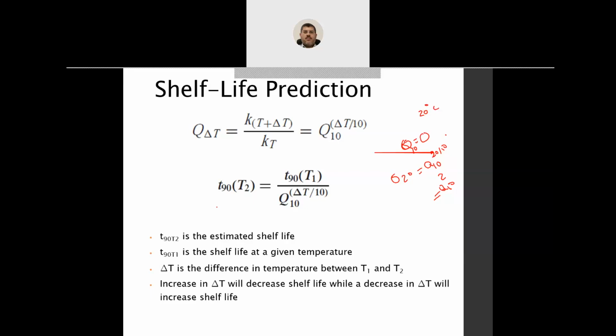Another form we can get for this equation is the last equation, T90. This means the time for the content of the drug formulation to decrease to 90%. At a certain temperature, T2, it is equal to the time to decrease the content by 10%, meaning down to 90%. The value of decrease is 10%. The final content will be 90% after you decrease 10%. Times the first temperature divided by Q10 to the power delta T divided by 10.